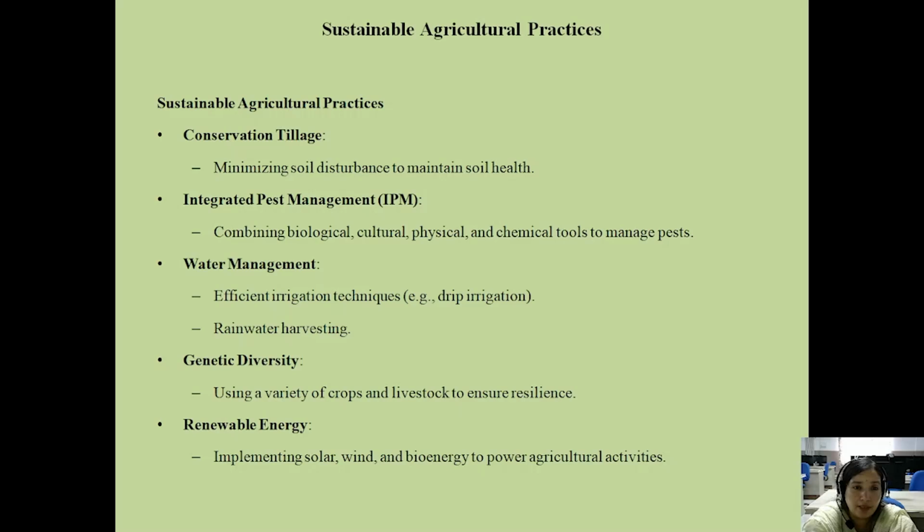Conservation tillage is a technique. Integrated pest management, IPM, is a technique. Water management is a technique. Genetic diversity is a technique. Renewable energy is a technique. All of these are sustainable agricultural practices. You can say sustainable best practices should be followed by the farmers in their farming field. Implementation of solar energy, wind energy, bioenergy for agricultural activities, for the production of crops, vegetables, fruits and all.